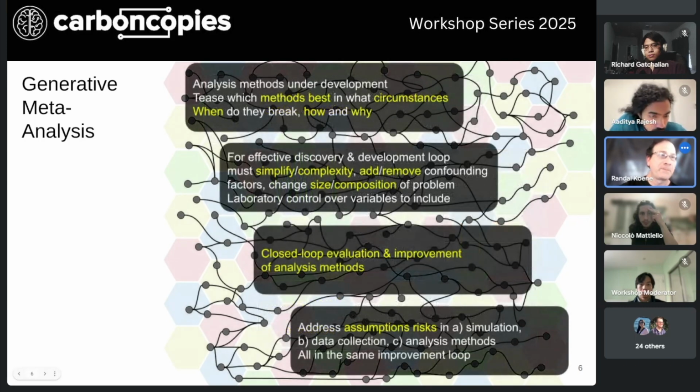In summary, reasons to want an in silico platform for these explorations are to compare different methods and determine which are best in what circumstances, when, how, and why they break. And to figure that out, you want to be able to easily move between simple, unconfounded small examples to more complex, more confounding, larger examples, with careful control of each factor involved.